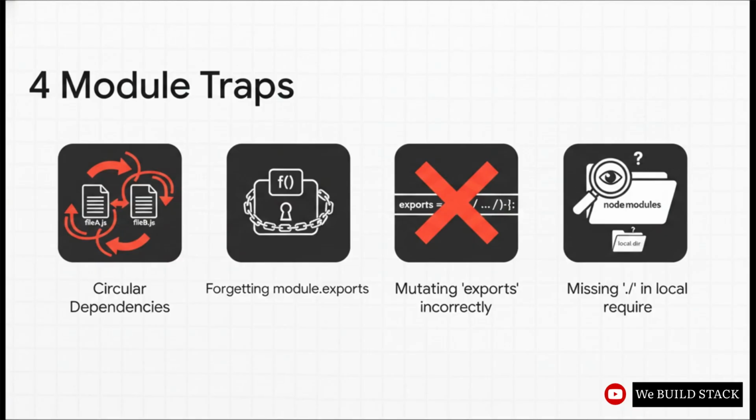If you do that, require is just going to silently return an empty object with 0 errors to warn you. Third, breaking the exports reference. This happens if you reassign exports directly using an equal sign instead of correctly using module.exports. And finally, missing the ./ in your local require statement. If you just type require math without the ./, you're tricking Node into endlessly digging through your node_modules folder instead of just looking at your local file right next door.